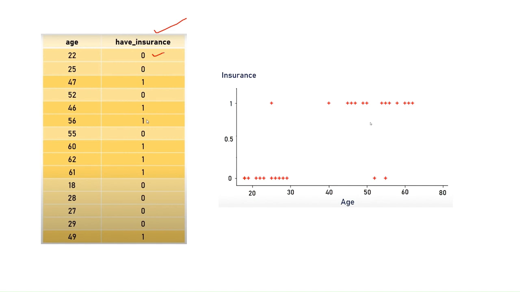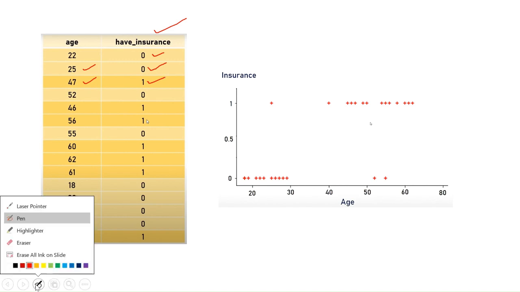Similarly, the person with 25 years, 24 years, he or she also doesn't have insurance. Similarly, for different persons, see this person having 47 years of age, he has insurance. So similarly, you have a data set like this.